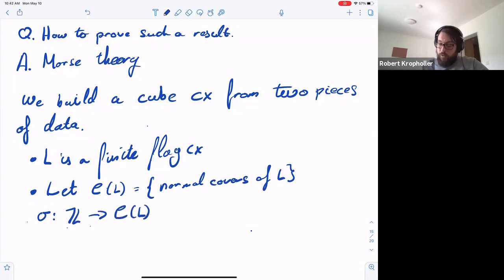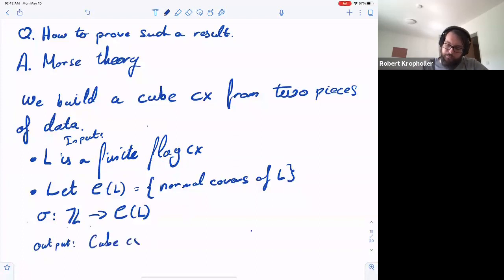And from this data, we're going to build a cube complex. So maybe this is my input: these two pieces of information, a finite flag complex and some bi-infinite sequence of covers. And the output is going to be a cube complex, which I'm going to call X_{L,sigma}.